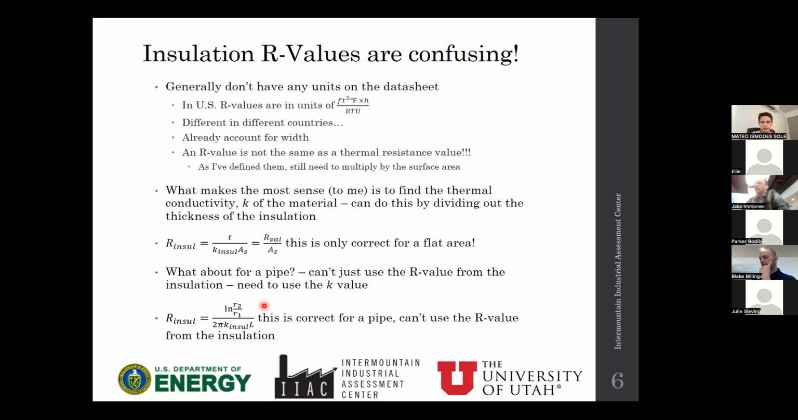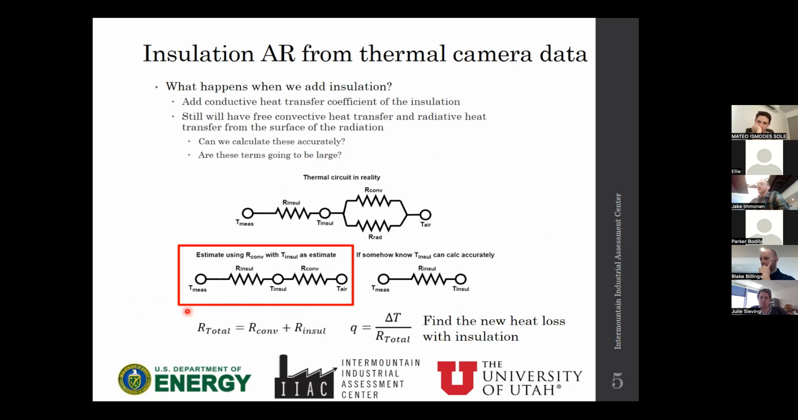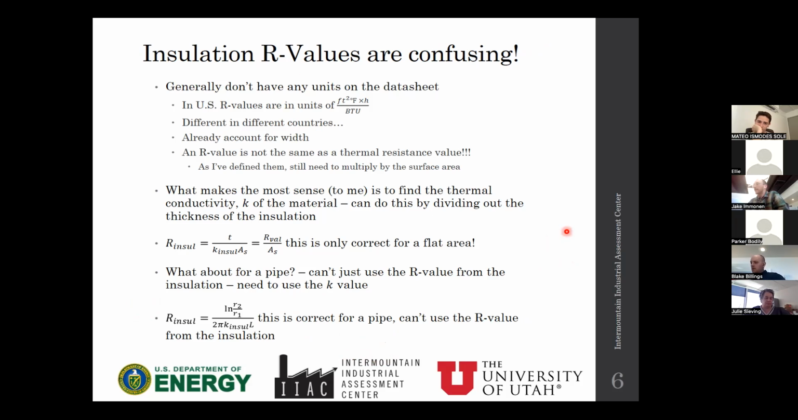So once you have an R insulation value, you can just go back and plug it in here to your R total, and then you can find your Q again. And so that would be the Q that you lose with insulation, which should be drastically less than without insulation. And then you can find your total heat loss from the pipe, and then energy savings from that.